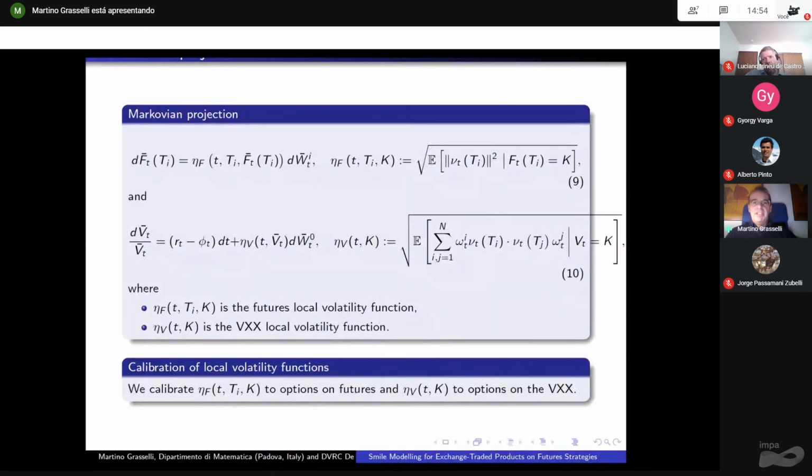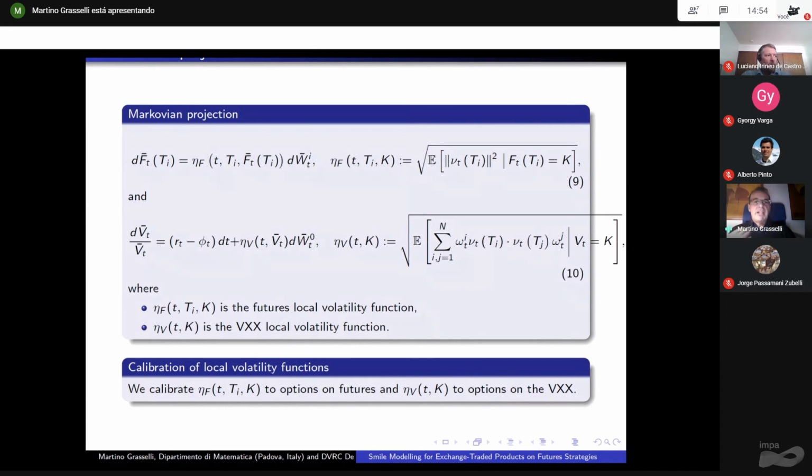So eta v for the VX6, just to think about it, this involves the weights defined by the strategies omega and the local volatility functions of the futures. Here, the idea is that we have a one-dimensional problem for the VX6 and a one-dimensional problem for the VIX, so we can apply the local volatility model for both of them in order to calibrate to the corresponding implied volatility surfaces. But of course, we have to relate each other.